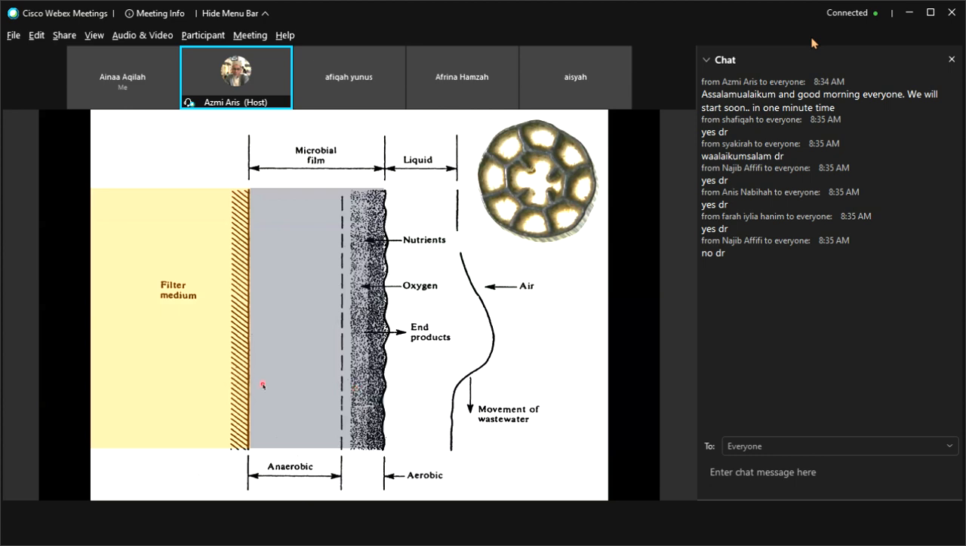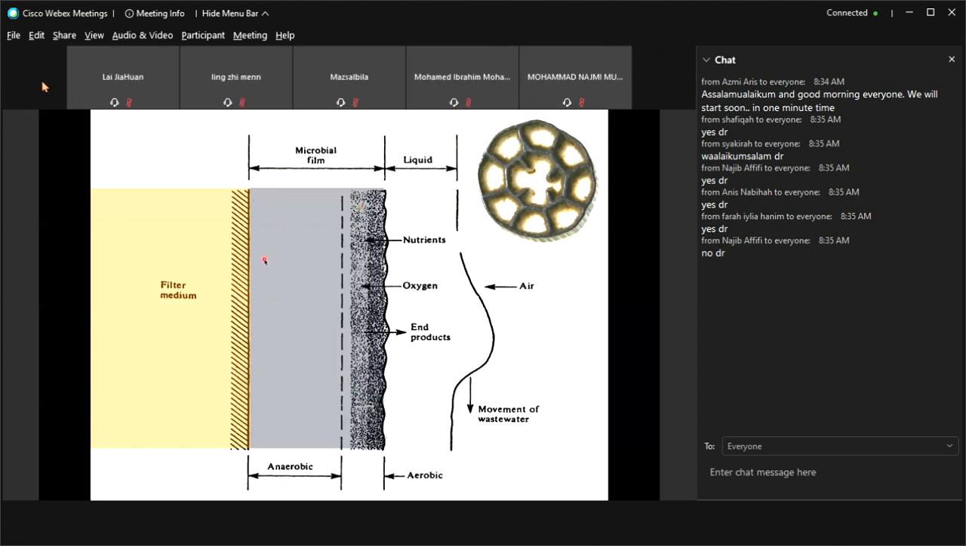But because the size of the microorganism is very small, which is about the size of the bacteria, for example, only 0.5 micrometer. The size of the bacteria is only 0.5 micrometer. So one millimeter is considered big for them. So you can imagine how big is this biofilm from the point of view of the microorganism.